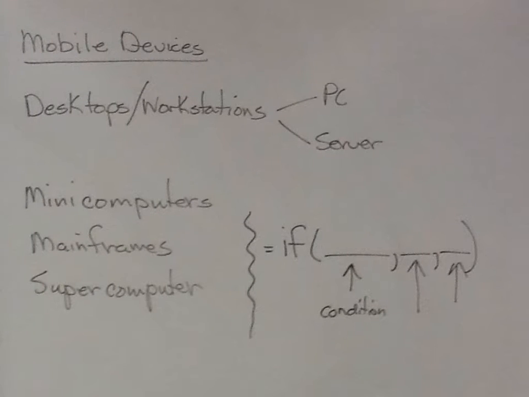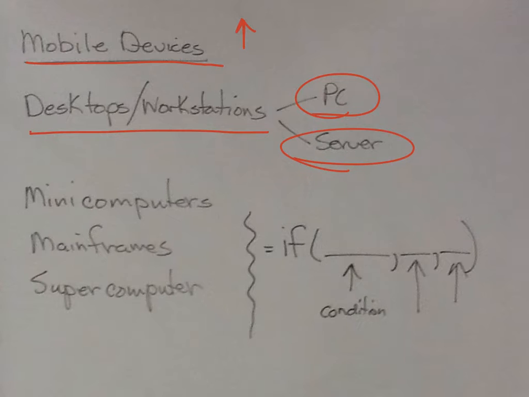And then we finished up covering a few things in the outline. We talked about mobile devices. A lot of mobile devices are sold nowadays. Desktops and workstations, we're talking about PCs. And then we also mentioned separate servers.